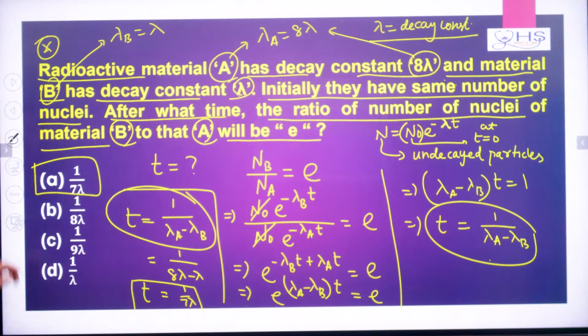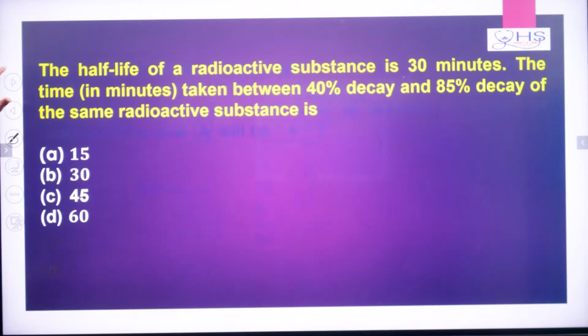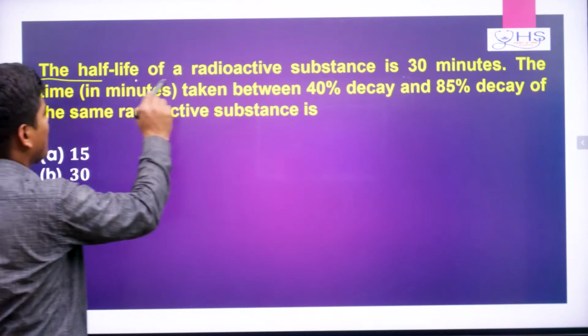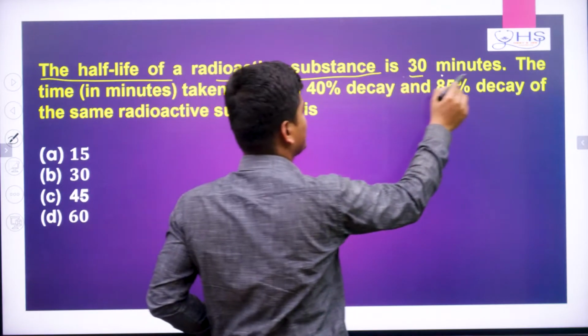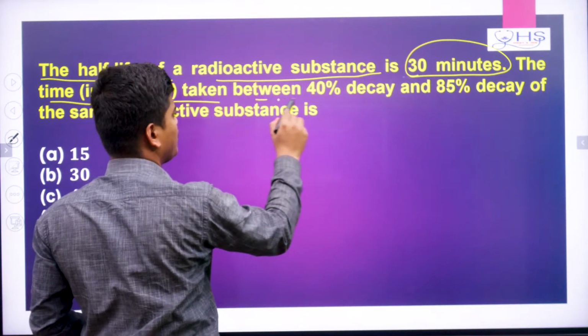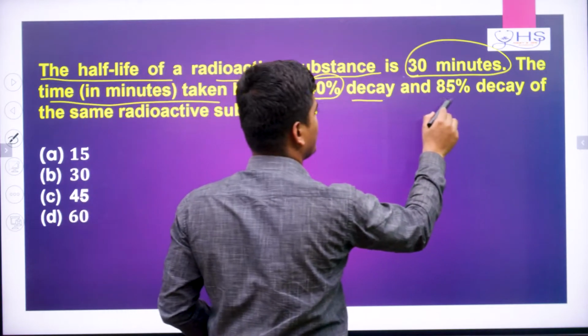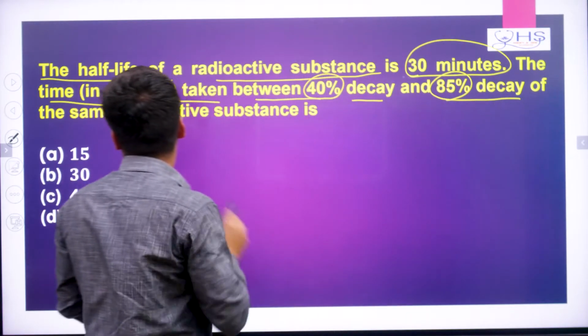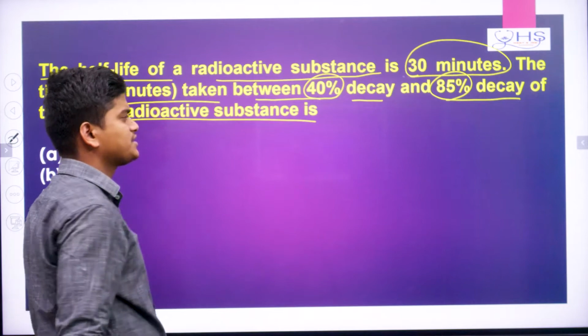Okay, now come to the next question. The half life of a radioactive substance is 30 minutes. Now the time in minutes taken between 40% decay and 80% decay of the same radioactive substance is how much?